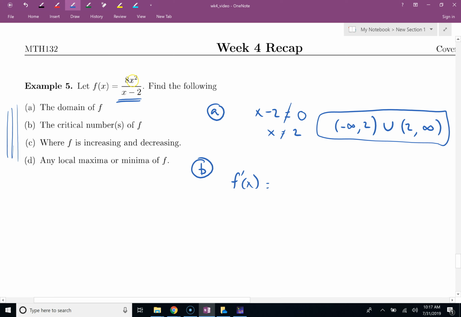I have a function divided by another function here, so I'm going to need to use the quotient rule. We have the derivative of the top, 16x, times the bottom, x minus 2, subtract away the top, 8x squared, times the derivative of the bottom, which is just going to be 1 here, divided by the bottom squared, so x minus 2 quantity squared. So that's what our derivative is, and we want to know when is this 0 and when is it undefined.